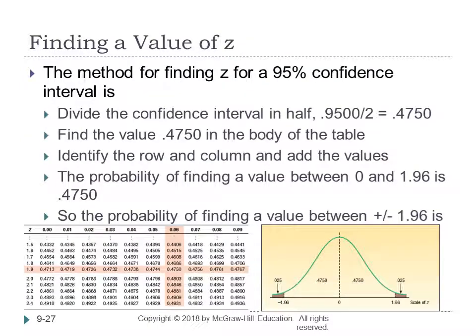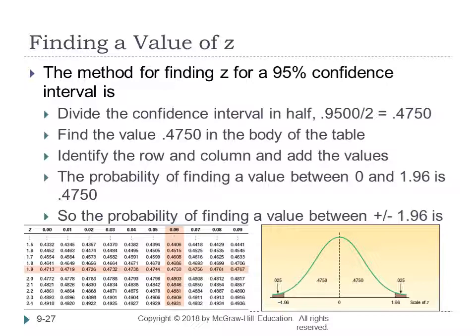Here are the values for z that we need to substitute to define the confidence interval. It depends on the confidence level. For example, if we want a 95% confidence level, we need the z value from the table.